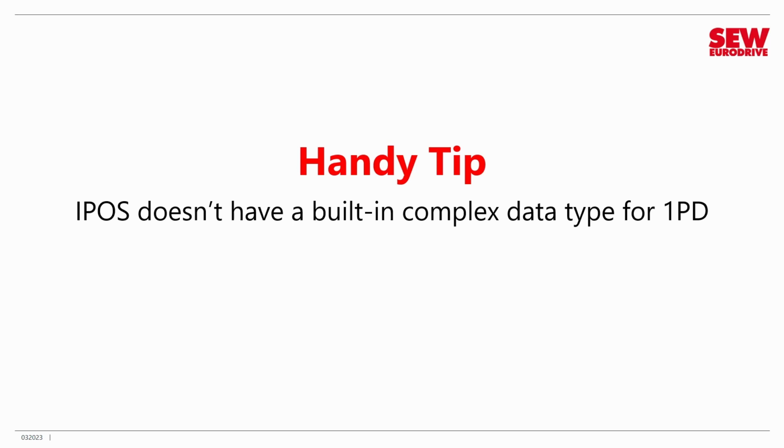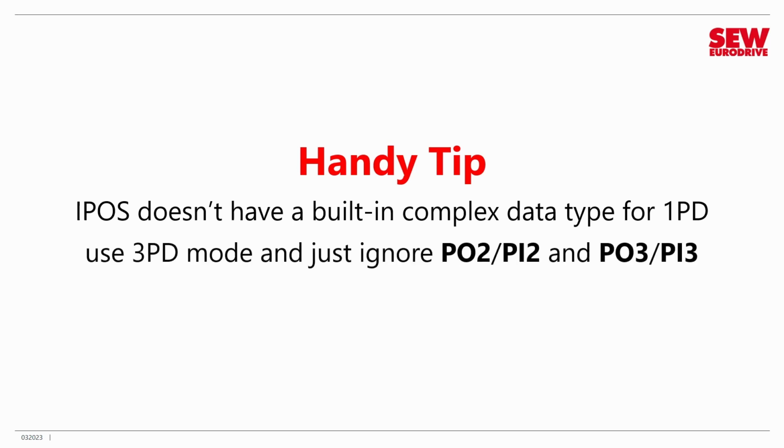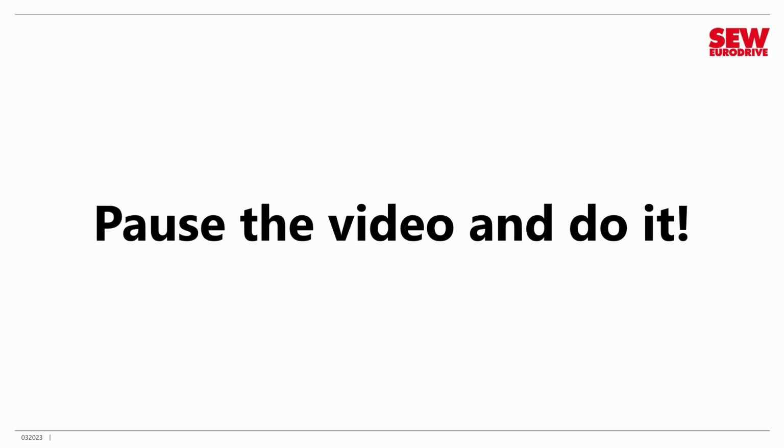Well, obviously there are a number of ways to approach it, but here's the easy one. Just use 3PD mode for this project and just ignore PO2, PI2, and PO3, PI3. You don't have to put anything in there or pay attention to anything that comes out of there. Just use the first process data word. And don't forget, set the length variable of the two record variables to 3. That will select 3PD mode and everything will work just great. So here we go. Pause the video and go do it.